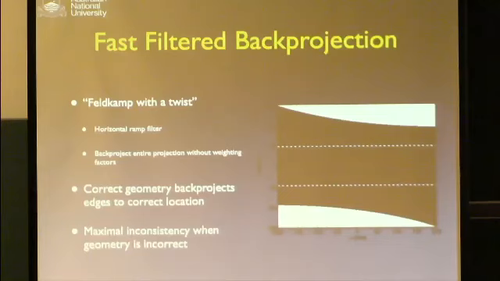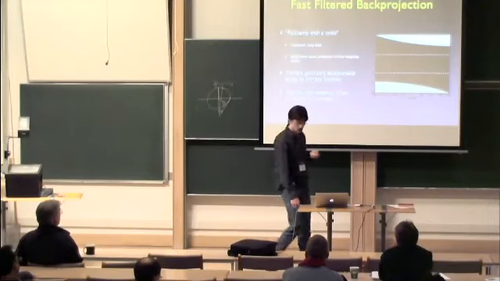The back projection still ensures that all the edges are back projected to the right location, assuming the geometry is right. If the geometry is off, edges go all over the place, and we now back project the full projection with full weight and therefore we get maximum inconsistency if the geometry is incorrect.